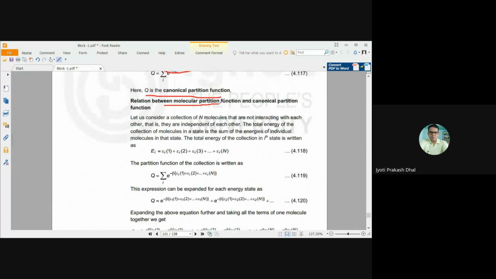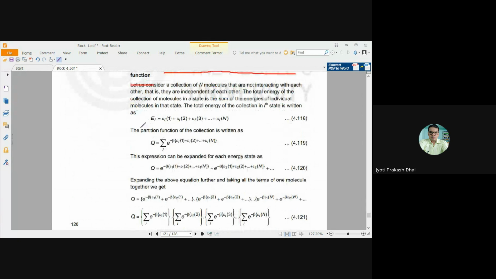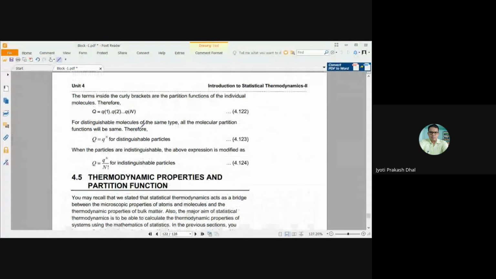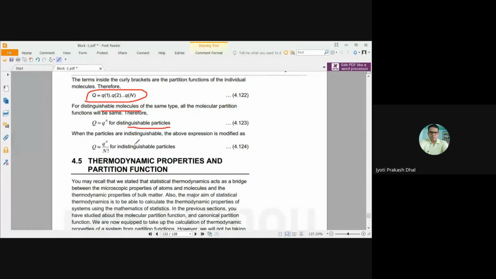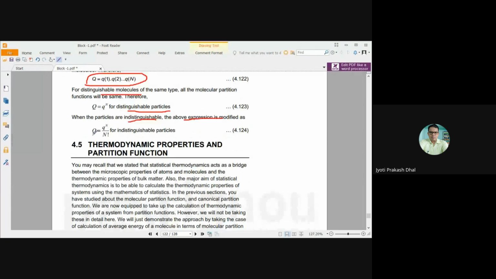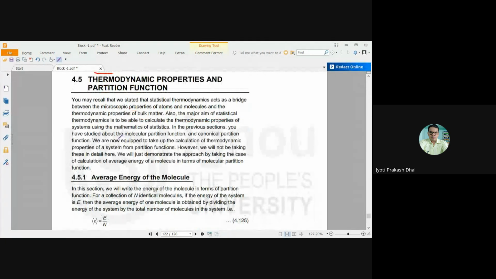Now the relation between the molecular partition function and the canonical partition function. The relation is like this: capital Q equals q1 into q2 into qn. For distinguishable molecules of the same type, the molecular partition function will be the same. Therefore, Q equals q to the power n for distinguishable particles. When the particles are indistinguishable, the above expression is modified as Q equals q to the power n divided by n factorial for indistinguishable or identical molecules.